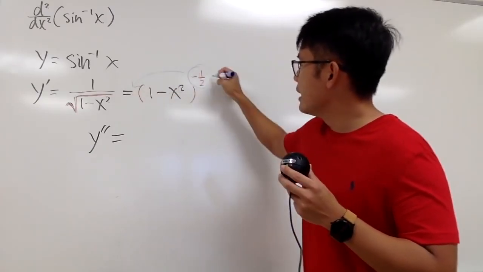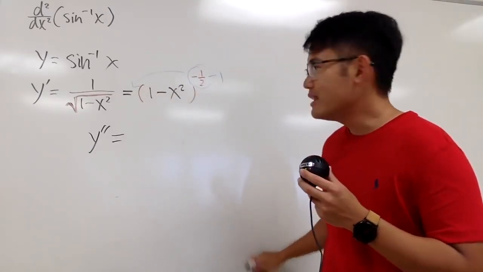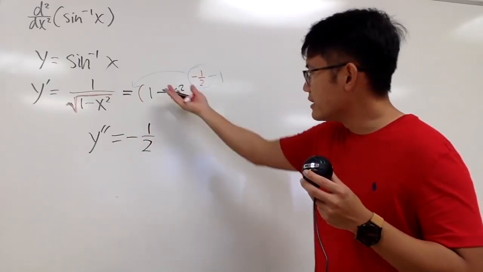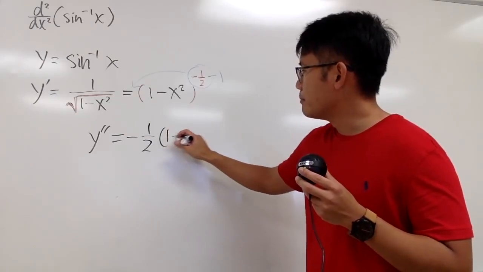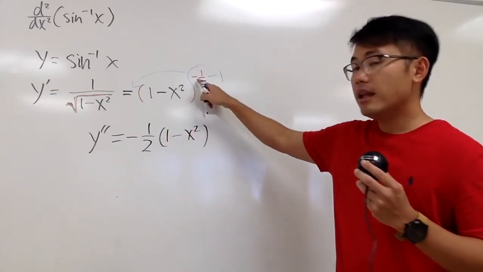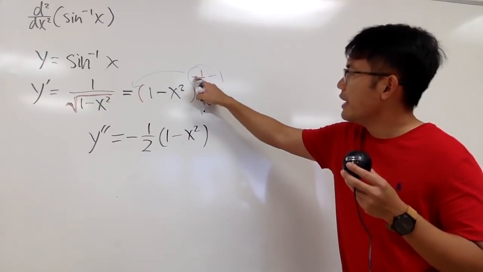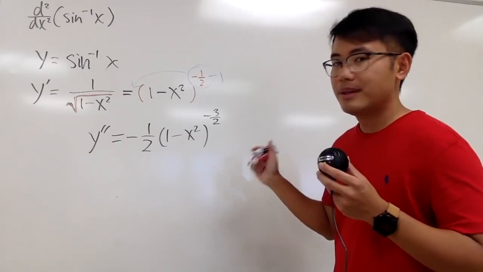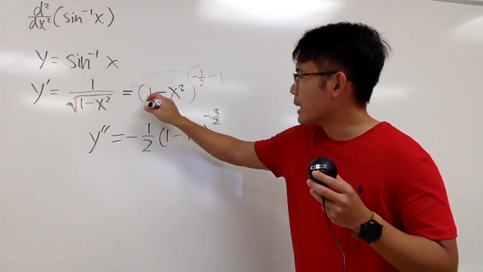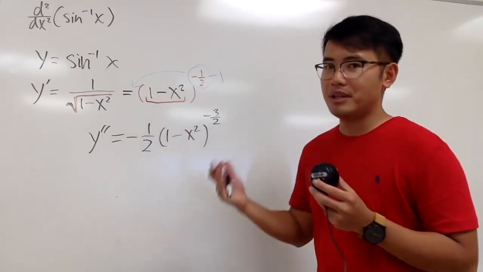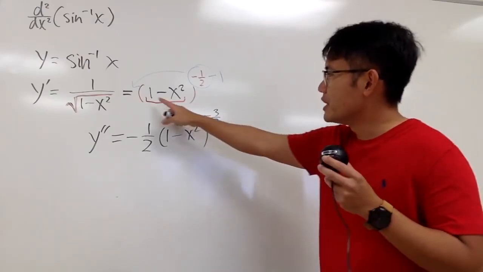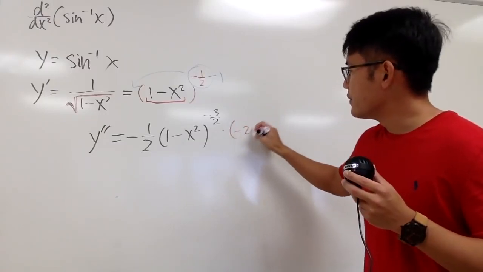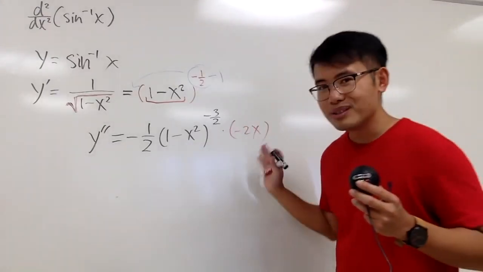And when I differentiate this, we can just use the power rule, bring the power to the front, and then minus 1 right here. And we see that we have negative 1/2, and the inside stays the same. So we write down 1 minus x squared, and the new power, this is negative 1/2 minus 1. You get negative 3/2. However, don't forget, you have to multiply by the derivative of the inside because of the chain rule. Derivative of 1 is 0. Derivative of negative x squared is negative 2x. So this is what we have.